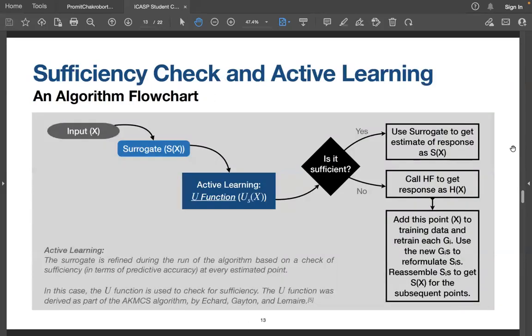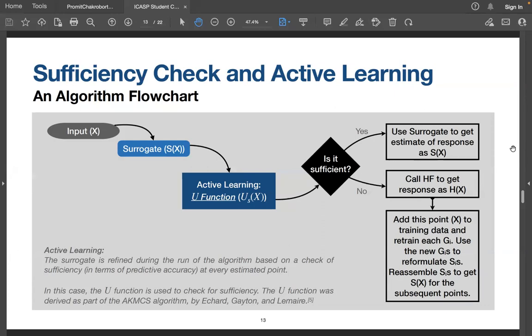Finally, our third piece is the sufficiency check and active learning. The basic idea here is that we want to ensure that at each point, the surrogate has some baseline level of accuracy. And to do this, we compute what is called the U function at each point. The U function gives us a guideline to understand whether or not the surrogate prediction is sufficient or not. And if the surrogate prediction is seen as sufficient based on the U value, then we use the surrogate estimate as the response estimate for that point.